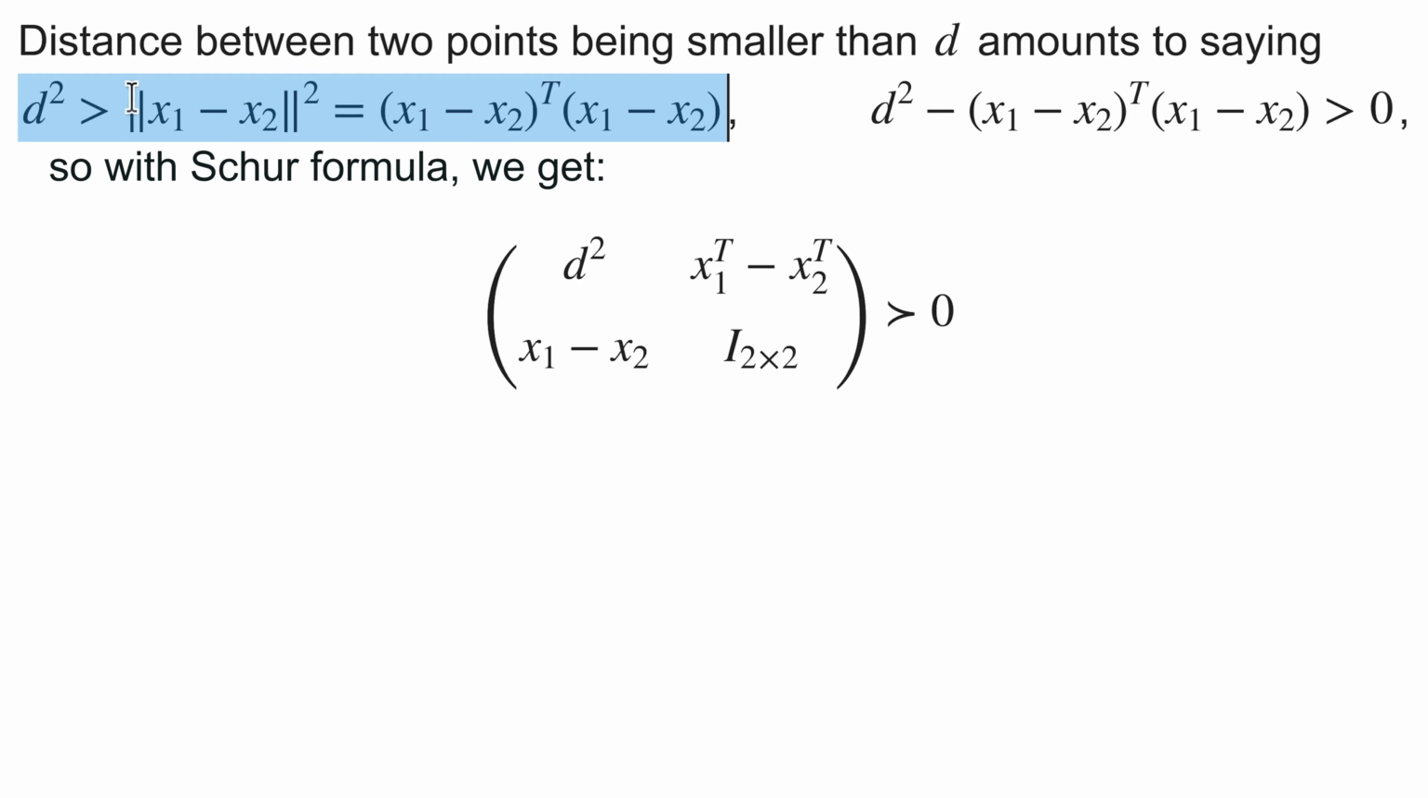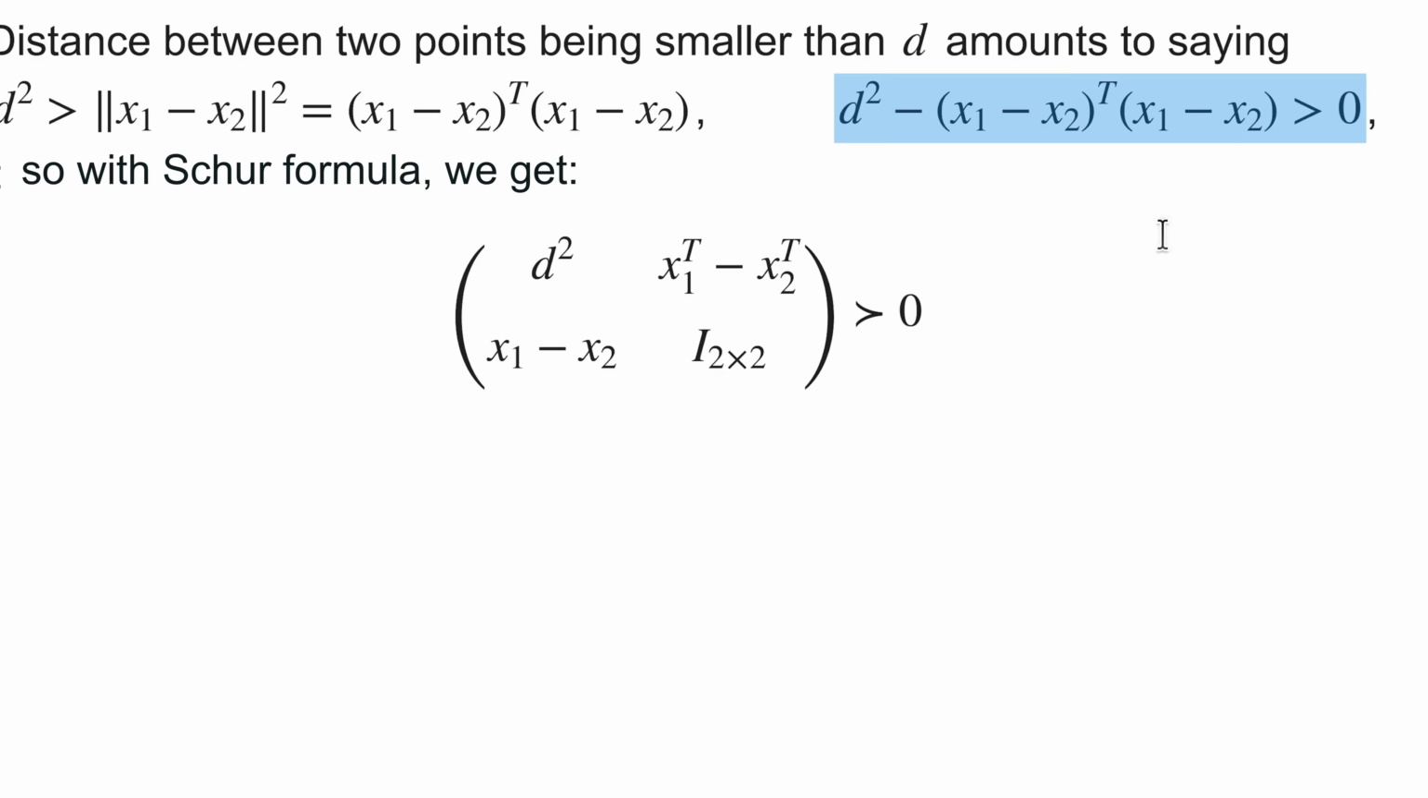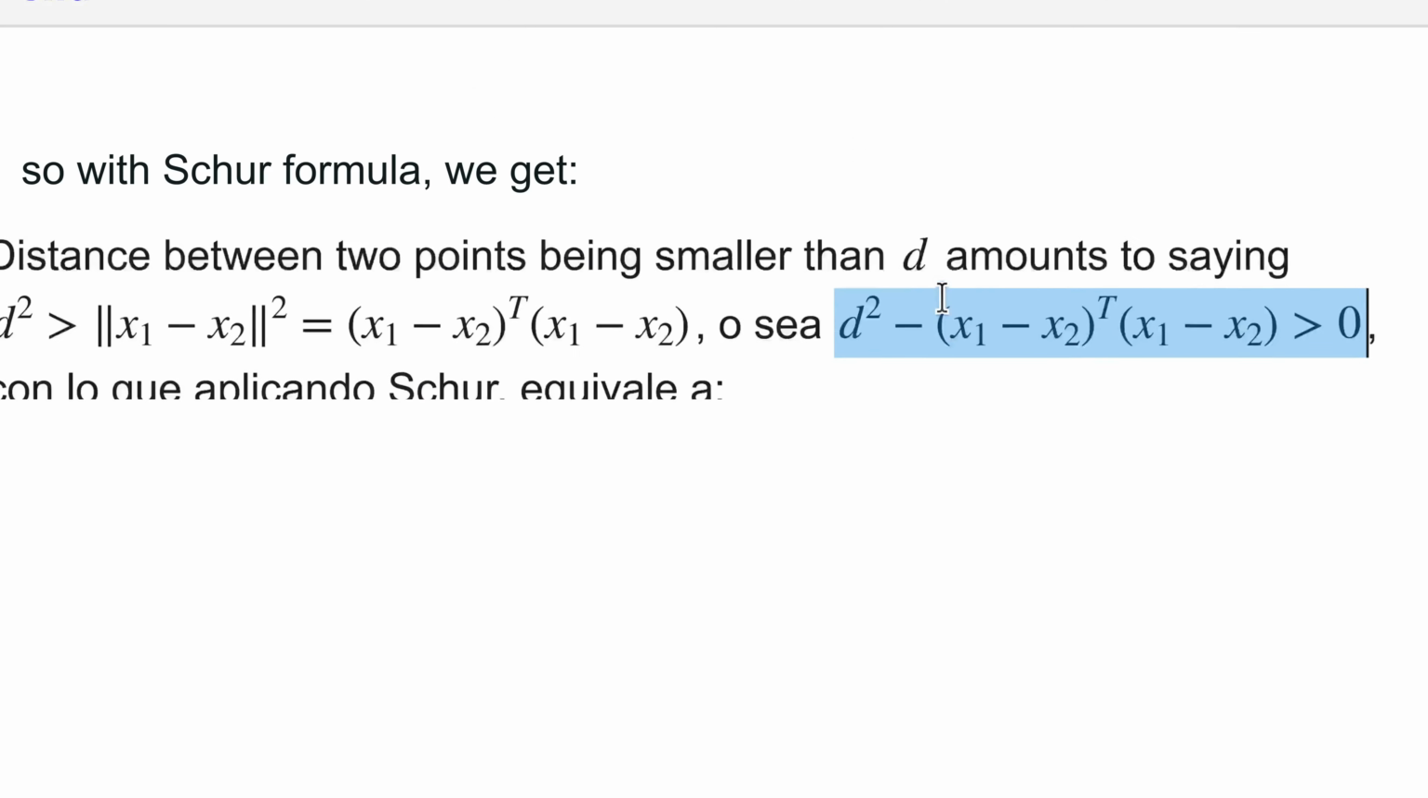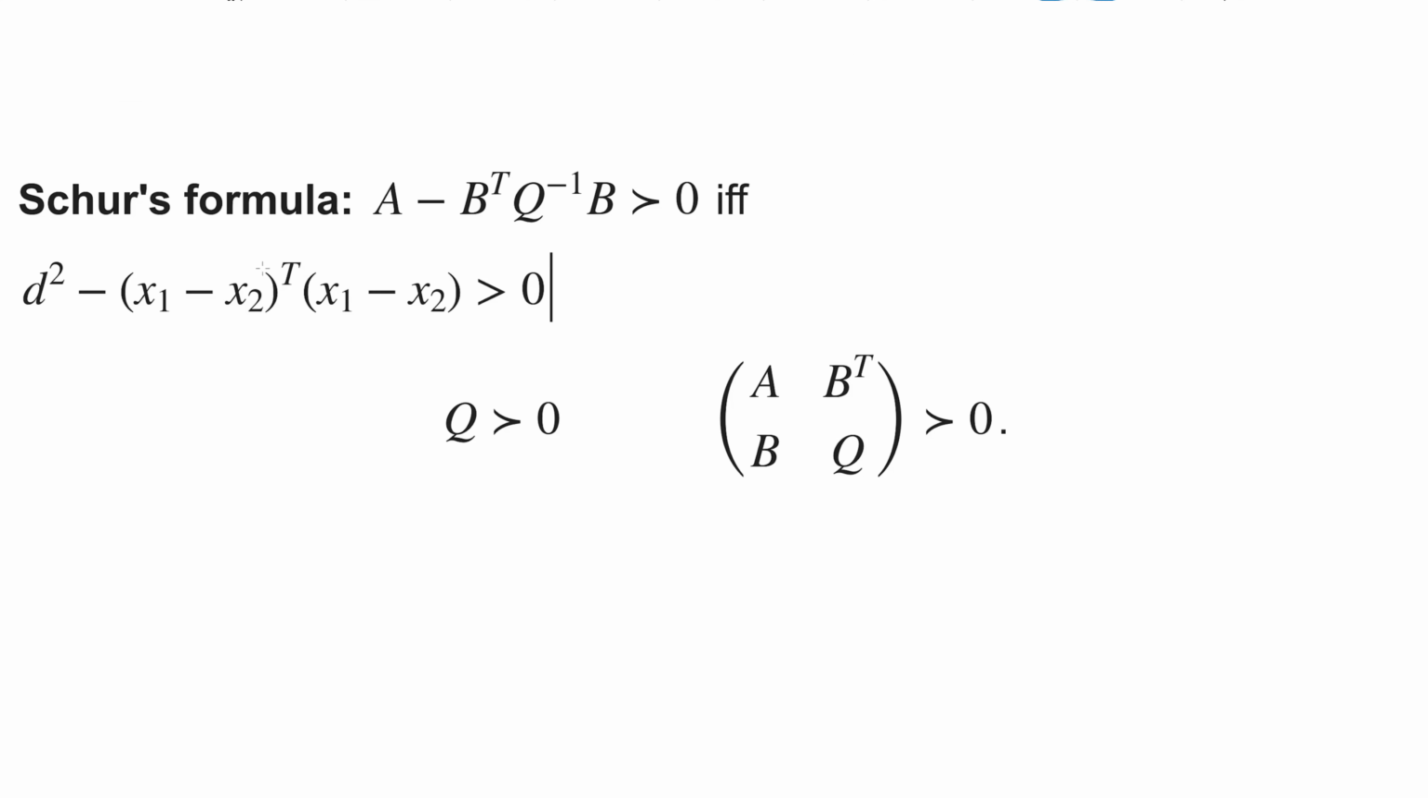So the Euclidean norm of the difference is this matrix expression, and if I move this transposed by something to the left, I get this thing. So I can again apply the Schur formula. D squared is A, x1 minus x2 is B, and in here I can always invent an identity matrix standing for Q in this formula.